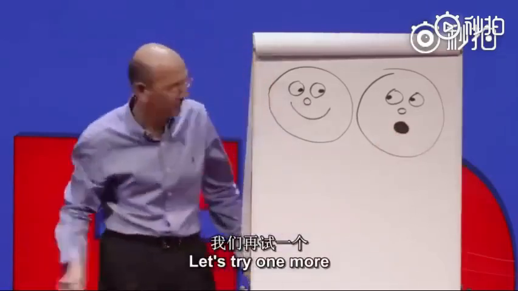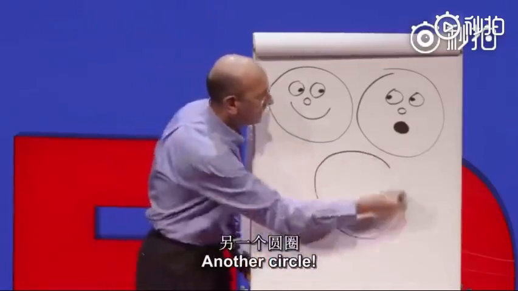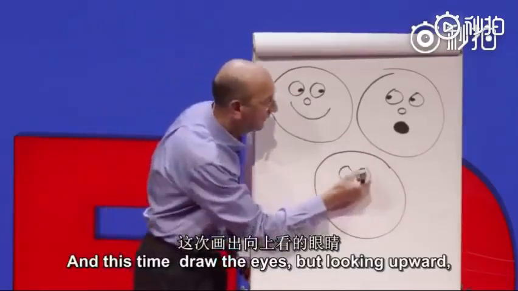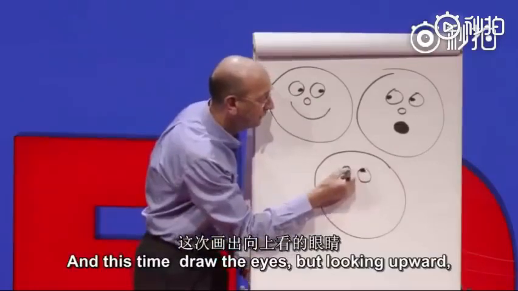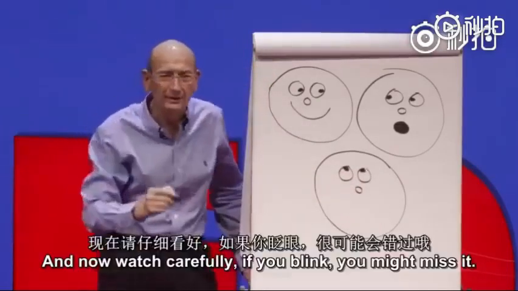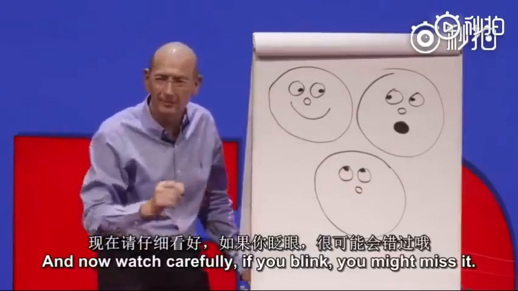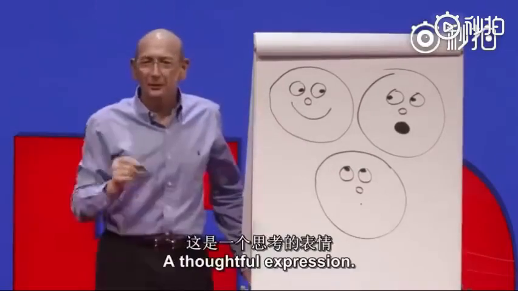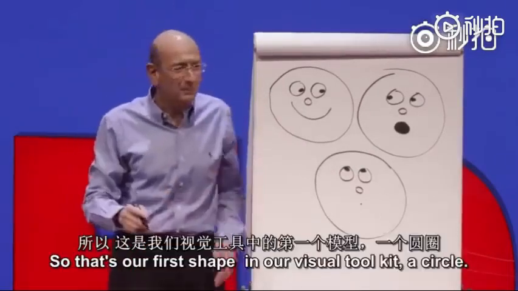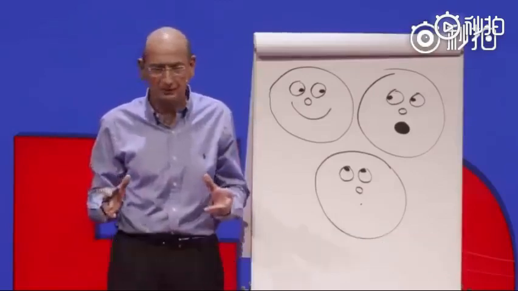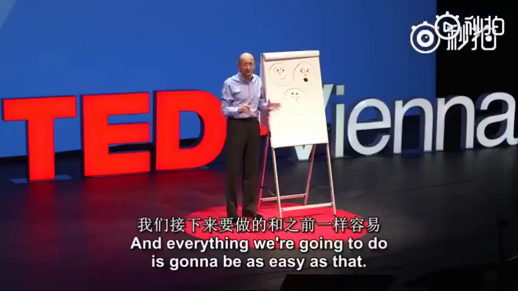Let's try one more. Just down here, another circle. And this time, draw the eyes, but looking upward. And then a nose. And now, watch carefully. If you blink, you might miss it. A thoughtful expression. So, that's our first shape in our visual toolkit, a circle. And everything we're going to do is going to be as easy as that.